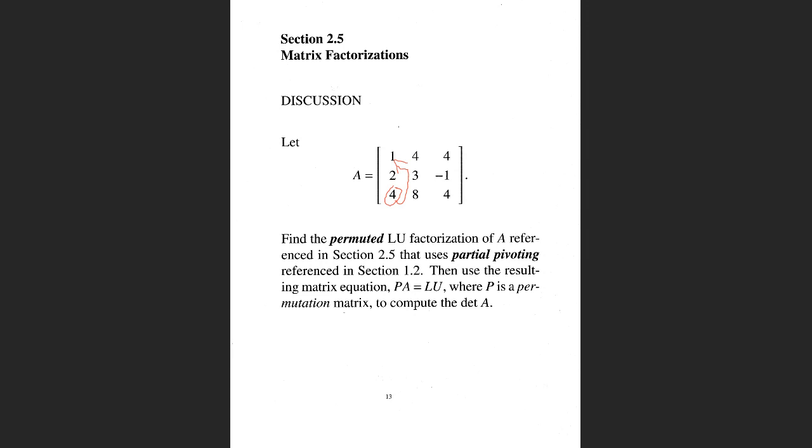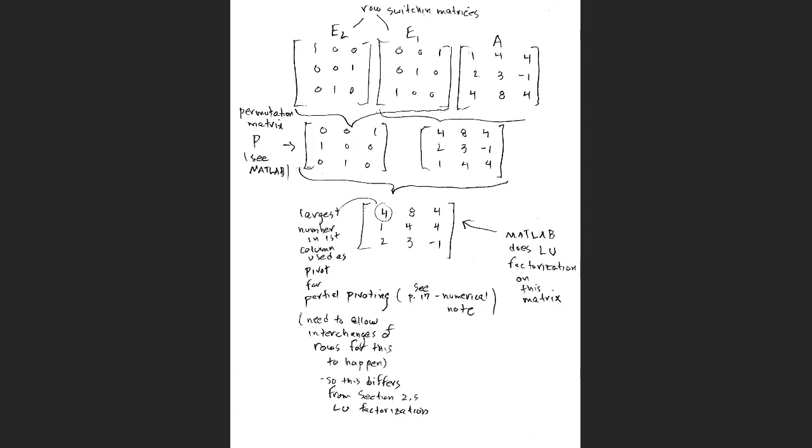So now in our mind, we know we're going to switch rows 1 and 3. How do we represent that mathematically? Here's how we represent it mathematically. We're going to take the elementary matrix E1 and multiply it by the matrix A.